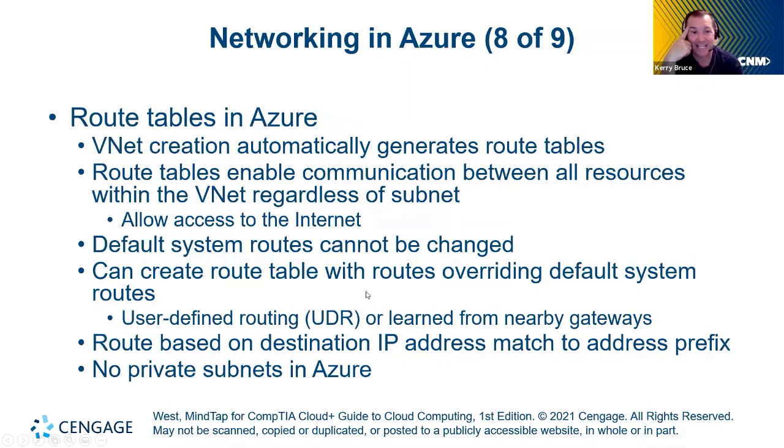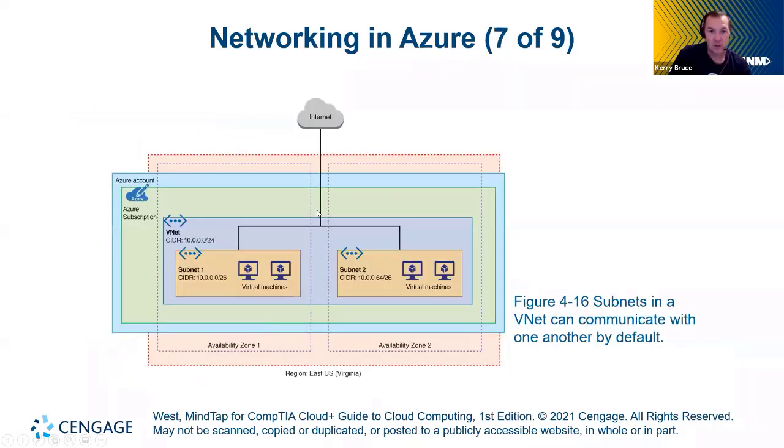Your default system routes cannot change. However, you can create a routing table that overrides the default system settings. And the routing is based on destination IP address matched to the address prefix. So it's going to match the subnet, or the subnet address. So even though it's automatically set where you have access, you can set up a routing table that cuts internet access or cuts access from other subnets on your VNet. You can adjust your routing tables.